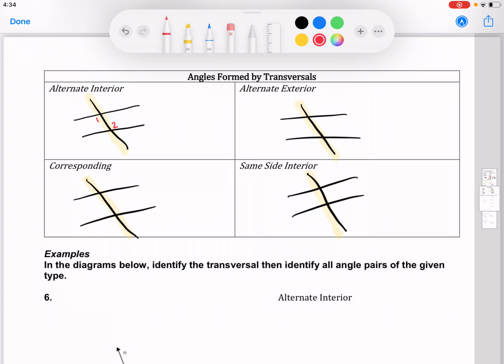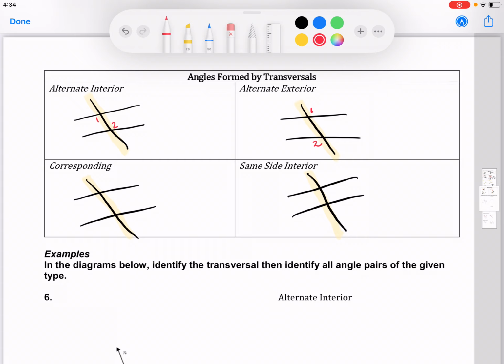Alternate exteriors are the same idea, except it's on the outside. So outside is like over this way, right? So if I say this is 1 right here, if I go on the other side of the transversal, this would be the alternate exterior angles.